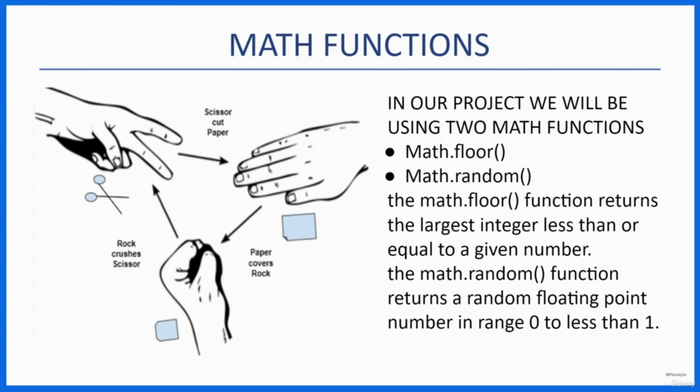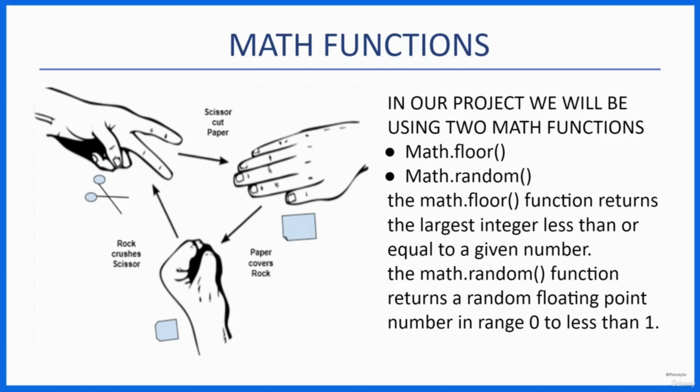They are math.floor and math.random. The math.floor function returns the largest integer less than or equal to a given number, and the math.random function returns a random floating point number in the range 0 to less than 1. So basically we will be using these math functions for generating a random choice for the computer, because the user itself is going to select a choice out of the 3: rock, paper and scissors, but for getting a random choice for the computer, we will be using these two functions together in a function.